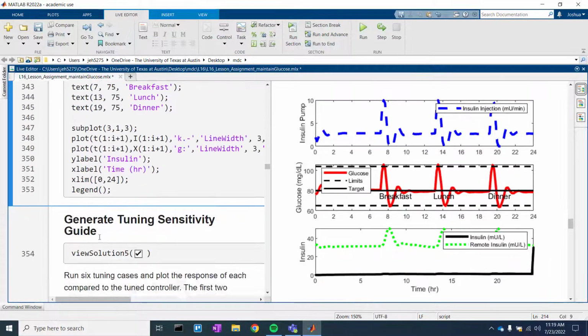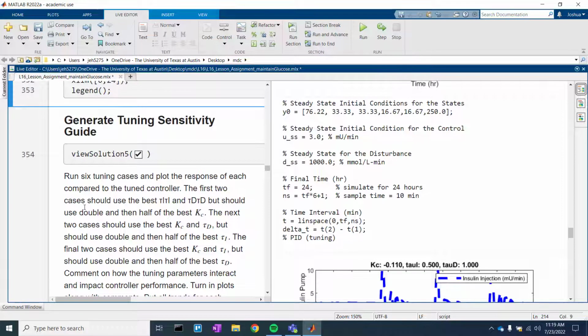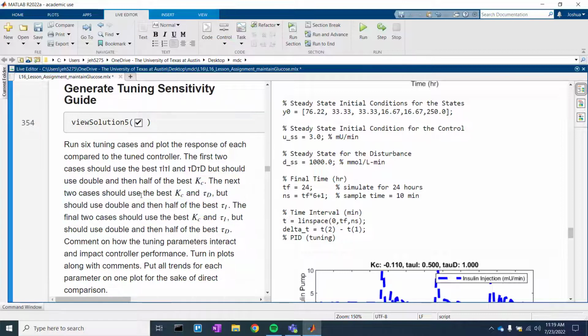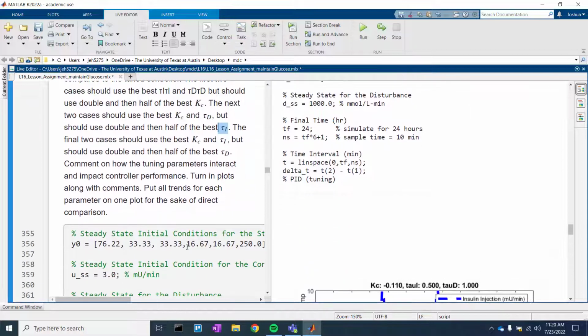We're going to come down. We see a response. Now we're going to generate some tuning sensitivity guides. And what we're going to do here is run 6 cases. We're going to double and then half the best Kc. The next 2 cases should use the best Kc and the best tau D, so the best process time, but should use double, then half the best process time constant, or tau I, excuse me. We're not adjusting the values, we're adjusting the PID controller values.